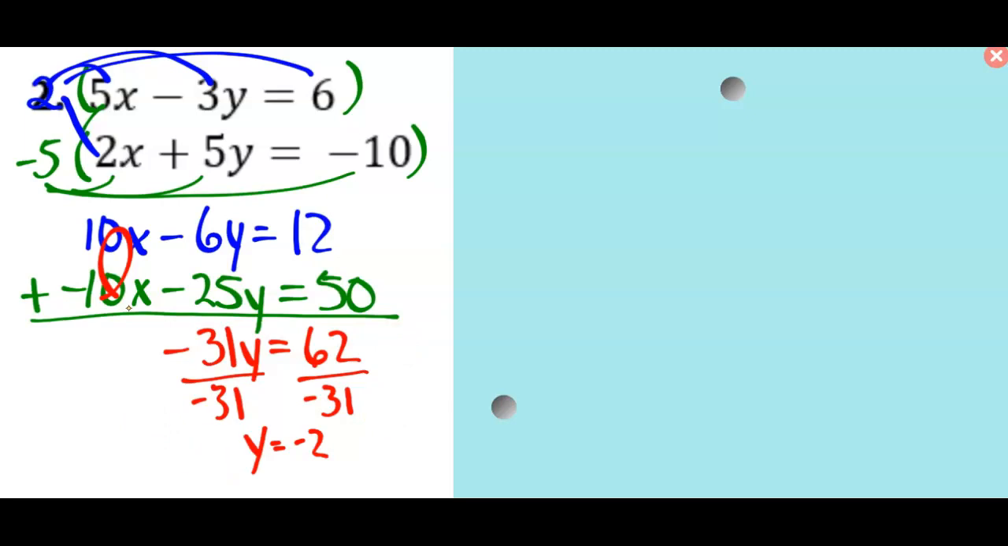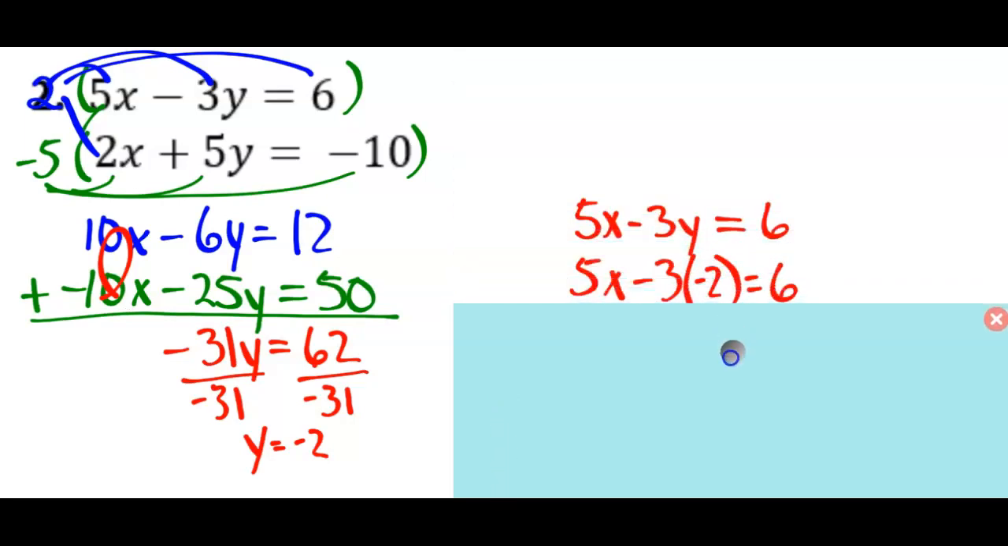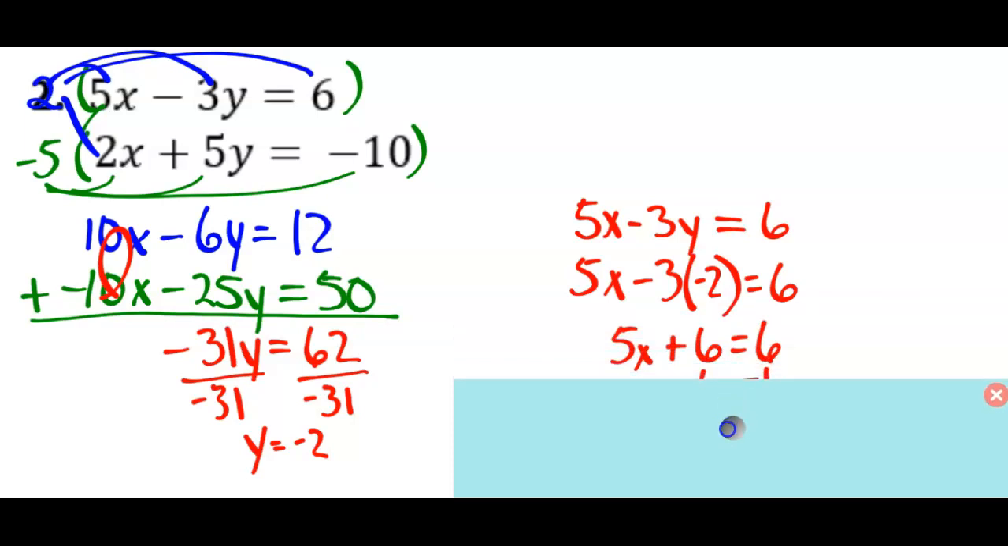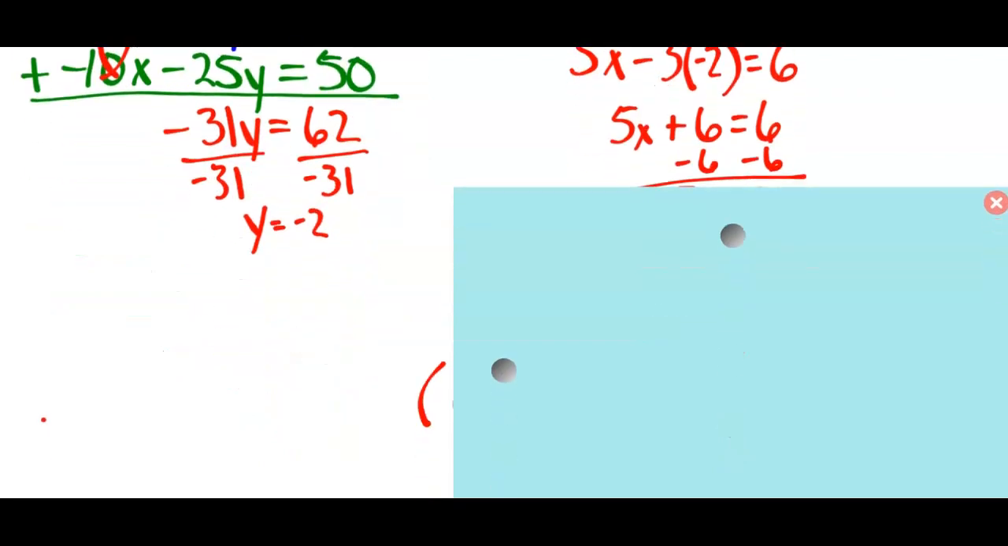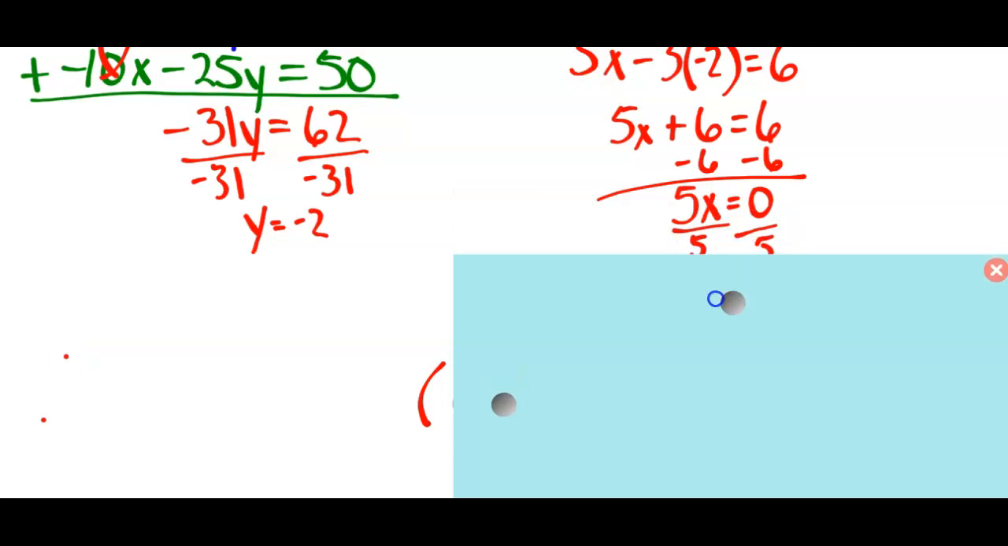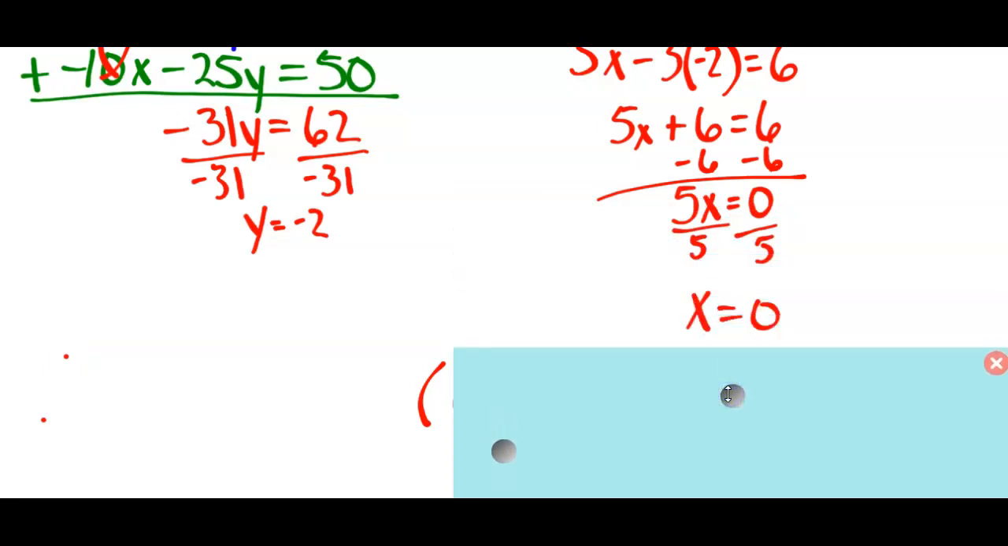Okay, I just took the top equation then and put in my -2. 5x minus 3 times -2 gives me 5x plus 6. Get rid of my 6 on both sides. And then you're going to get 5x equals 0. Divide both sides by 5. So x equals 0. And then write your answer: 0, -2.